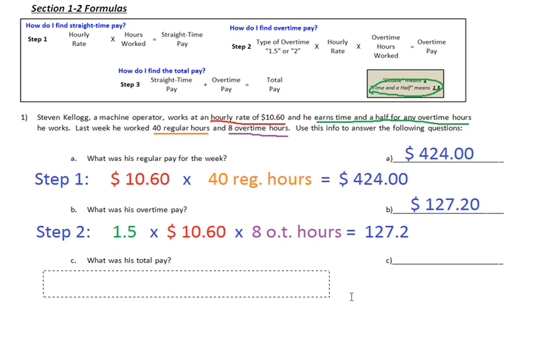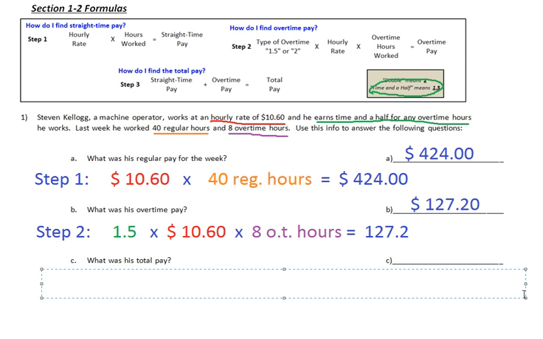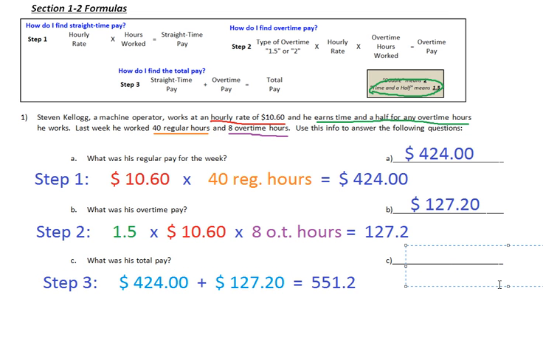This now leaves us with our third and final part of this problem. What was Stephen's total pay? Well, we have to use step 3. For step 3, what we are going to do, of course, is add things up. We're going to have to add the 424 from letter A plus the 127.20 from letter B. If we are able to add those up correctly, we will find, once again, our answer being 551.20. Got to write the answer nice and neatly on the line that's provided.